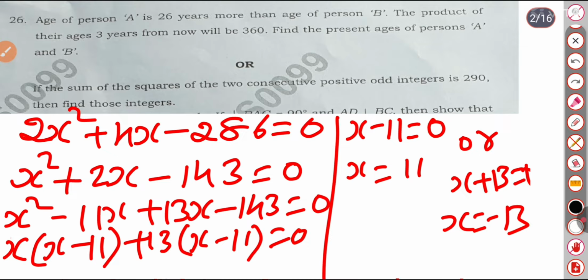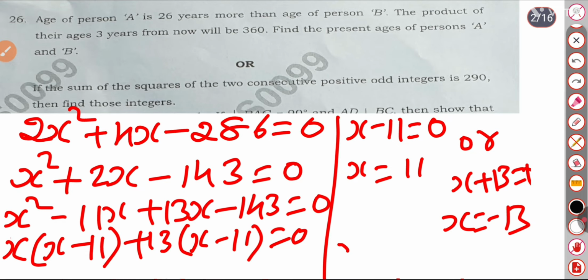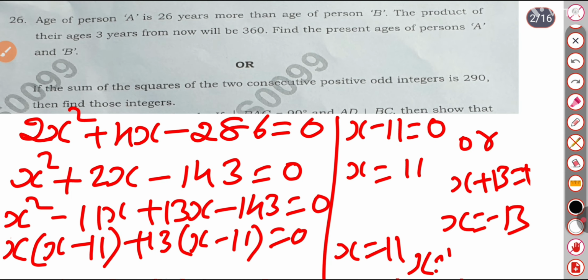So we will find the two integers. One is 11 and another one is 11 plus 2, that is 13.